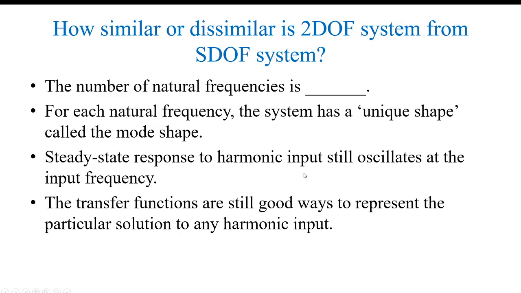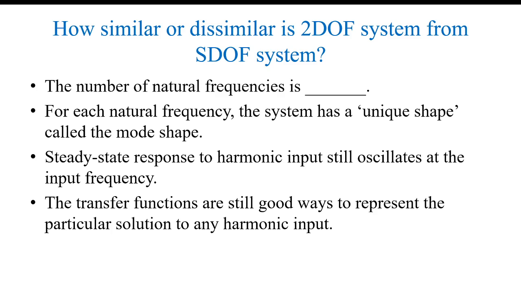So how similar or dissimilar is a 2-degree of freedom system from the single degree of freedom system we just studied? First of all, the number of natural frequencies: instead of 1, you now have 2. For each natural frequency, the system has a unique shape of vibration, called the mode shape. In steady state, the harmonic input still oscillates at the input frequency. If you shake the floor at 10 hertz, you'll see the response at 10 hertz in both mass 1 and mass 2.